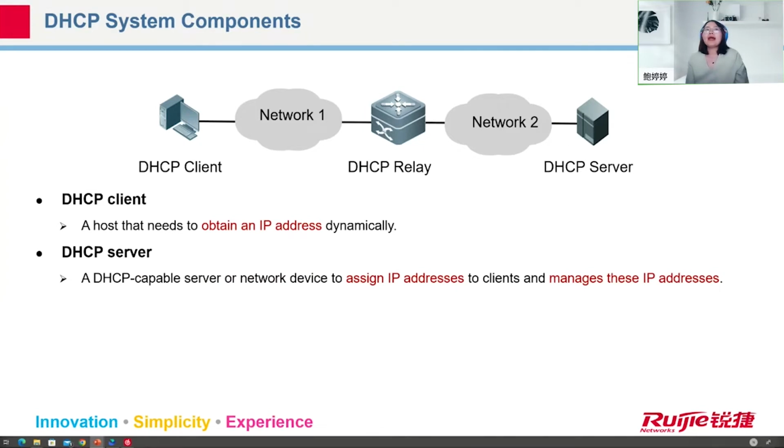And then when I ask for the IP address, who can help me to assign the IP address? Who can manage the IP addresses? These devices we call the DHCP server. The DHCP server can be a network device, also can be a server, but these devices need to have the ability to provide IP addresses. It is responsible for assigning IP addresses to clients and also has to manage these IP addresses.